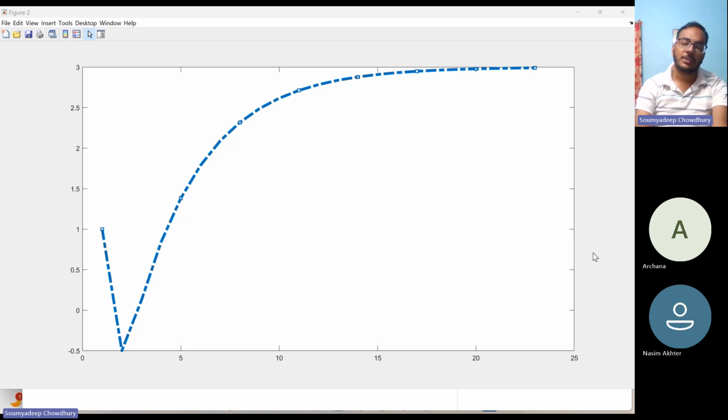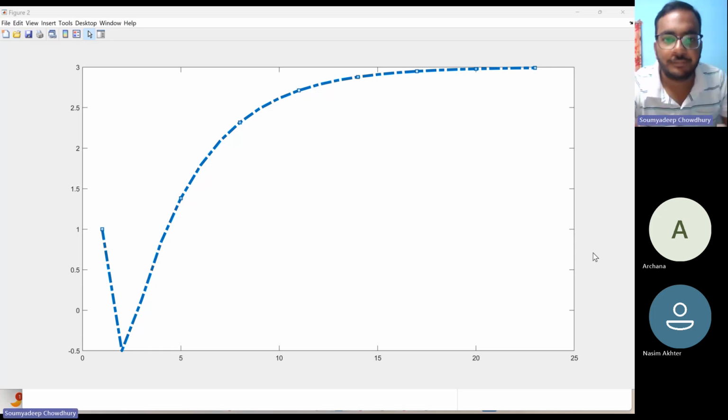So here the iterations are around 22, 23. So this is the advantage of the Gauss-Seidel method. That is, it is faster. It will converge to your solution much faster compared to the Jacobi method, because we are using here the most updated values of x1, x2 and x3 at every step. We are not using the previous iteration values.